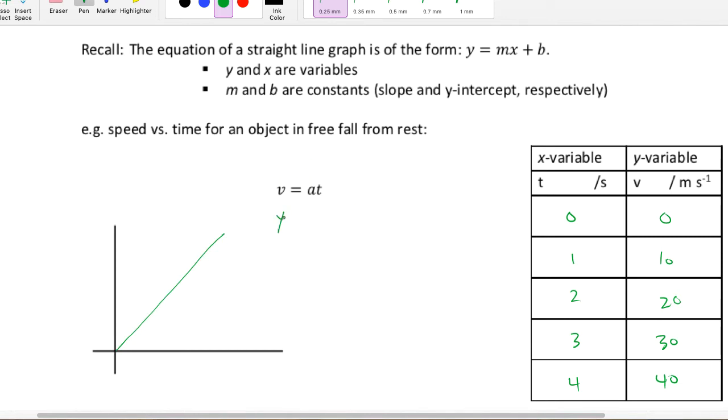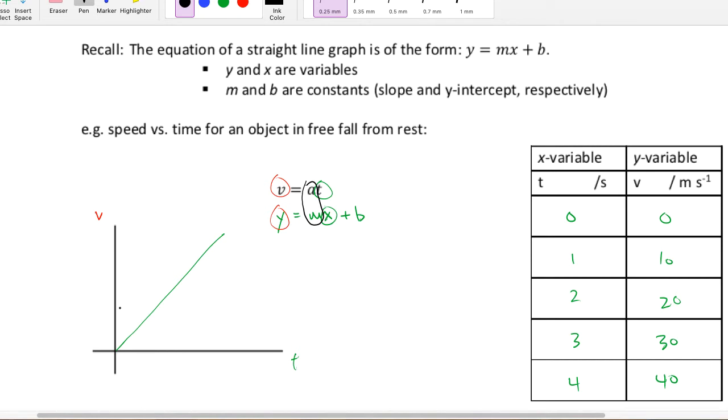Now this is of the form y is equal to mx plus b. Now b here is 0, but our variable on our y-axis is y. In this case, it's speed. Our variable on the x-axis is time. And our slope is the acceleration. That's why I wrote 10 meters per second squared above. In this case, the y-intercept is nothing.